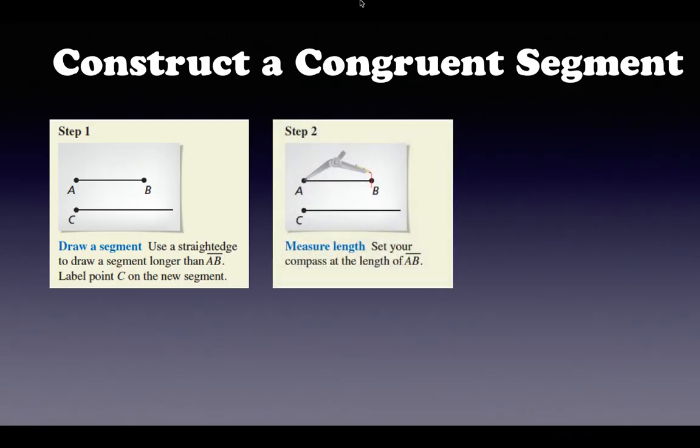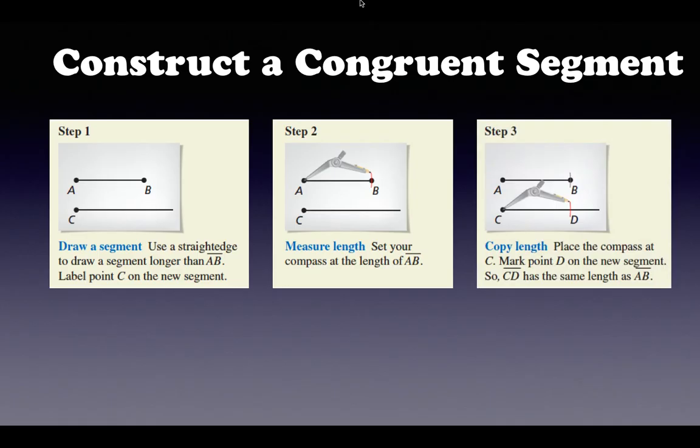Now we open up our compass on segment AB to get the length. And once we've set our compass, we can move it to our straight edge, putting the point on C, and we make a small curve, and that curve will be the location of D. Now we can say that segment CD is congruent to segment AB.